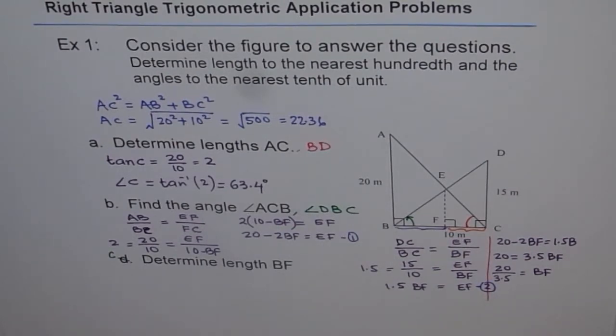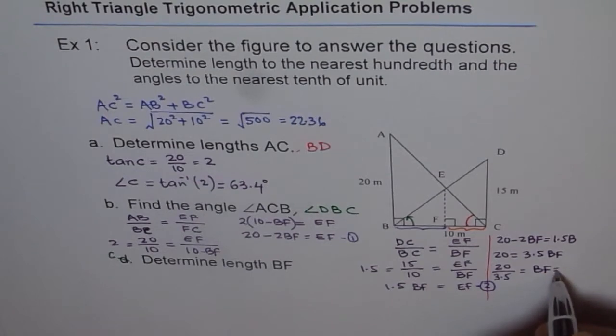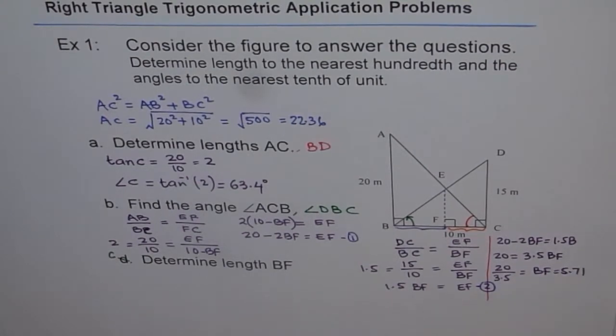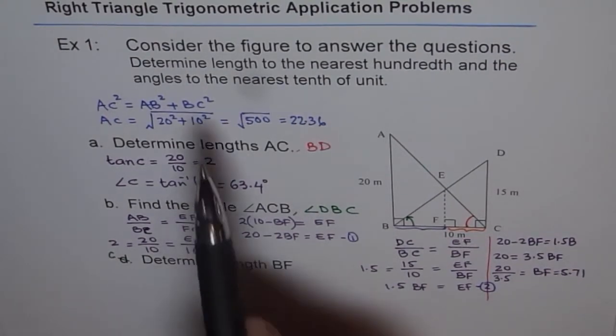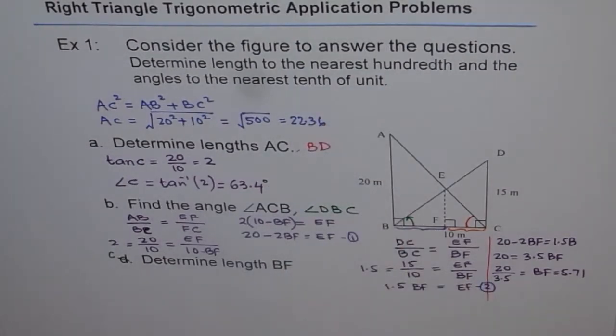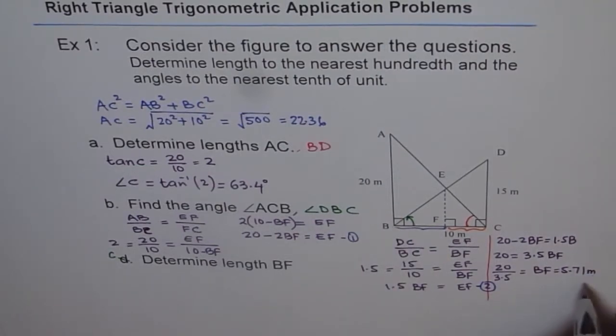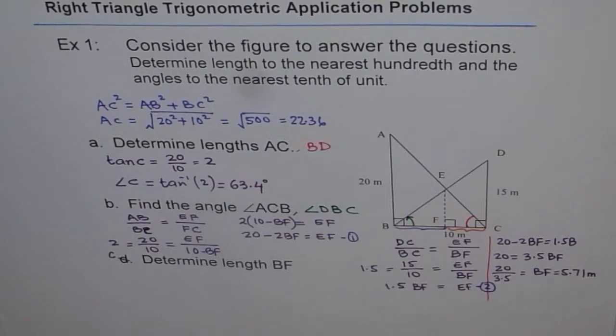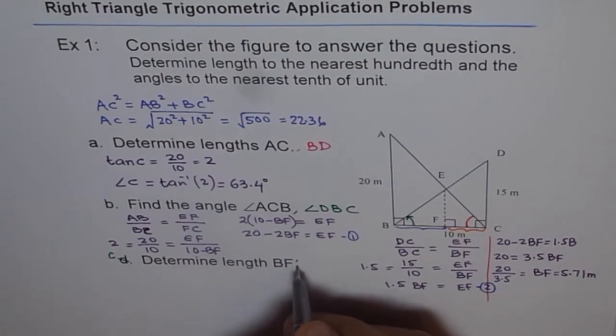Which is 5.71. Now since the length is to the nearest hundredth, we get our value of BF also in meters, correct? So that is our answer. We determine the length of this: the length is 5.71 meters.